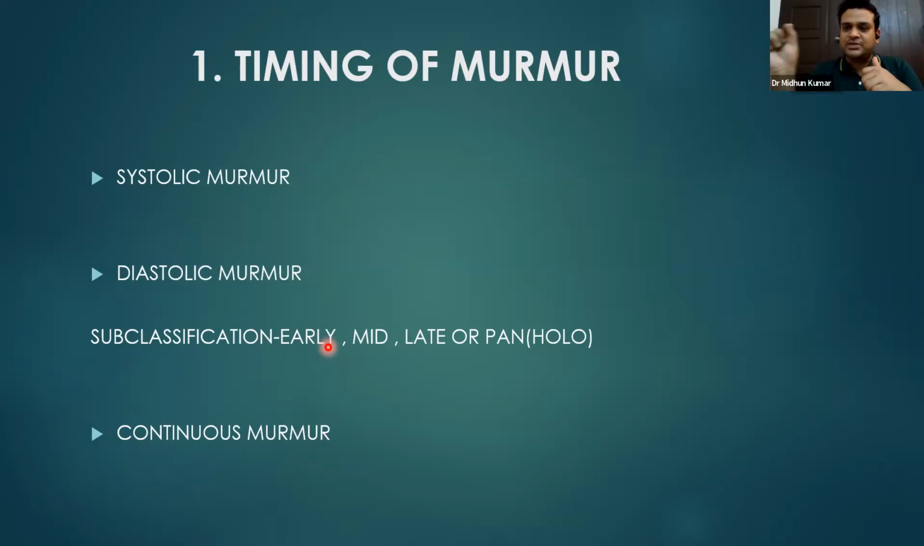It need not be going up to the S2. The moment the isovolumetric contraction time is engulfed, we call it pansystolic. On the other hand, if you're able to hear a pause between S1 and the onset of murmur, then it is called ejection systolic murmur. It is very, very important to understand this concept.